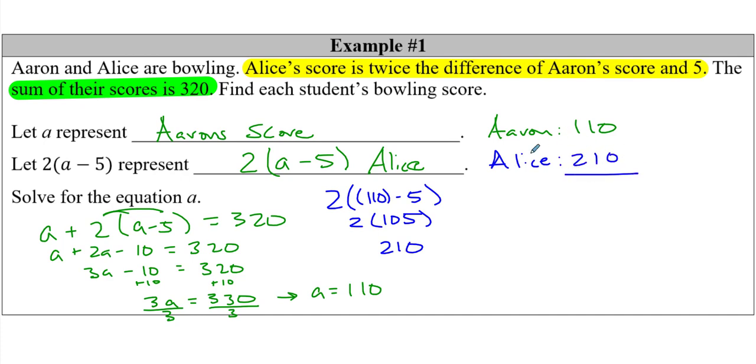And if you want to double check, we know that the sum of them equals 320. If we were to add these two up, we would indeed get 320. So that is it for us. That is a wrap. 110 and 210. Very good. All right, let's take a look at the next example.